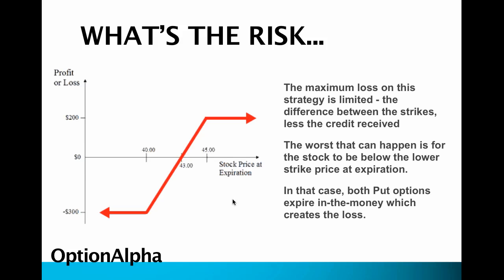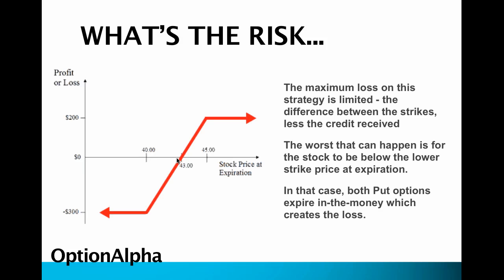Well, what's the risk with this strategy? As you can see here on the chart, the maximum loss on this strategy is limited. The difference between the strikes less the credit received. So the difference between your strike prices, 45 to 40, less the credit that you receive on this, that is the maximum loss that you can take.